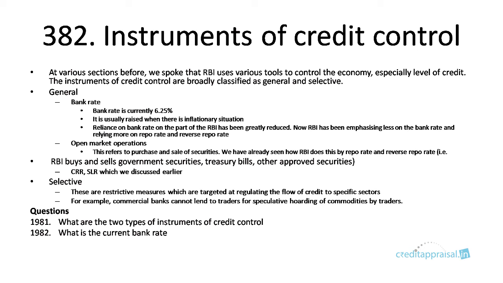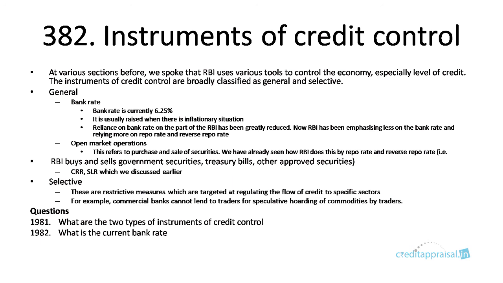Then there's something called open market operations, which we also discussed in the previous chapter. This refers to purchase and sale of securities. We have seen how RBI does this through repo rate and reverse repo rate. RBI buys and sells government securities, treasury bills and other approved securities. So CRR, SLR, bank rate, and open market operations are general instruments of credit control.